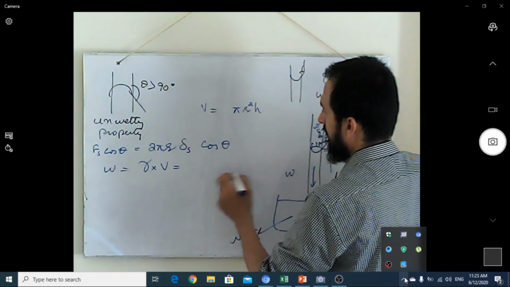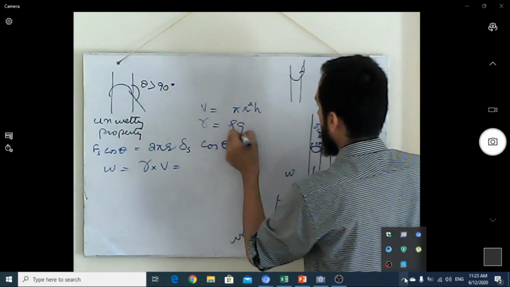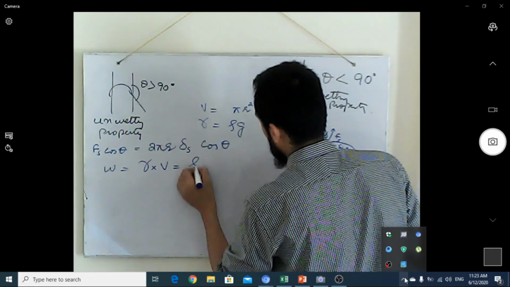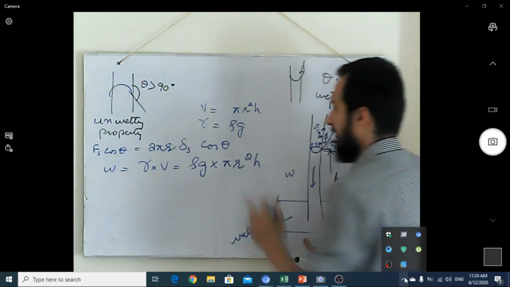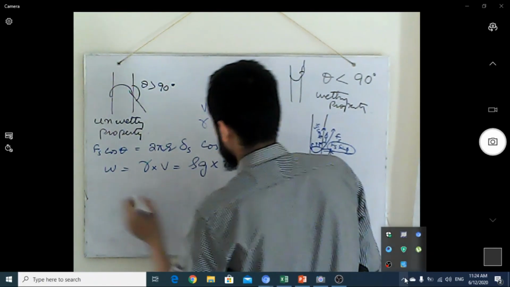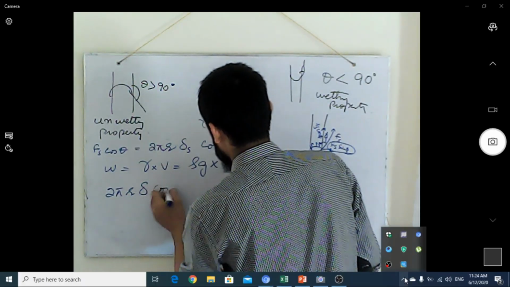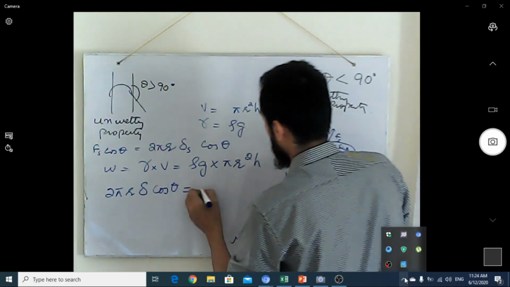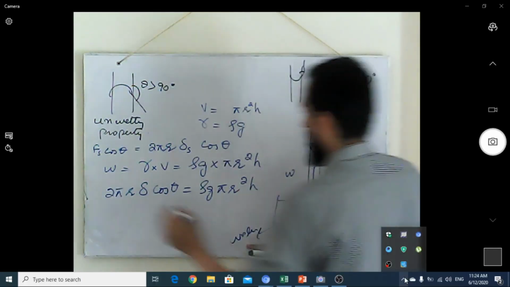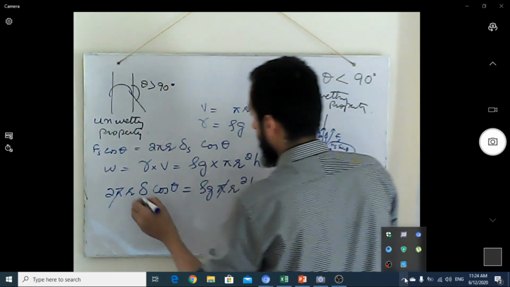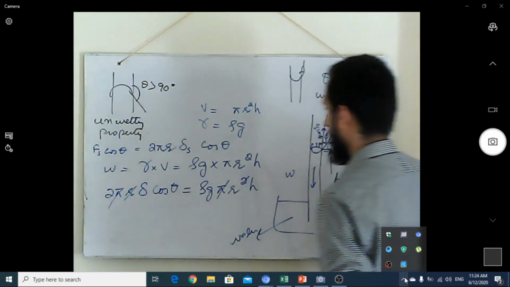And the specific weight is equal to rho g. So the equation becomes rho g multiplied by pi r square h, and we have to equate both these things. 2 pi r surface tension cos theta will be equal to rho g pi r square h. So pi will be cancelled out, the power will be reduced, and we have a formula for height.